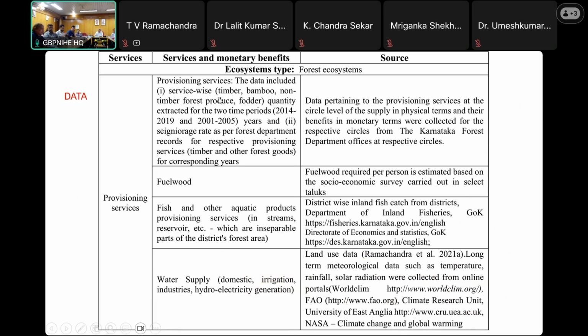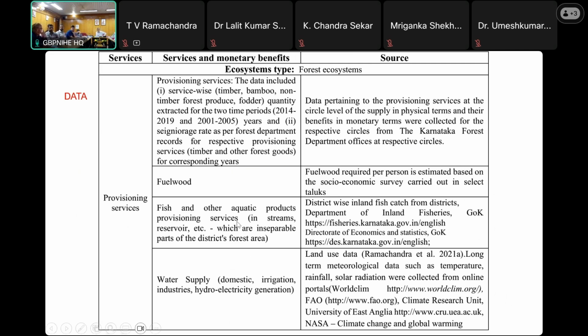So, you have the service-wise goods: the timber, bamboo, etc. Find out the quantity, find out the market price and what the cost is. That is how it works. In our case, since the data was available from the forest department and from the literature, we could do that. Fuelwood data is not available in the forest department, but since my publications were there on fuelwood consumption in Karnataka, we could use that. Similarly for fish, we got the data on what has been extracted inland. We accounted for that because in Karnataka's inland fishery, most of the streams and rivers are within the forest.